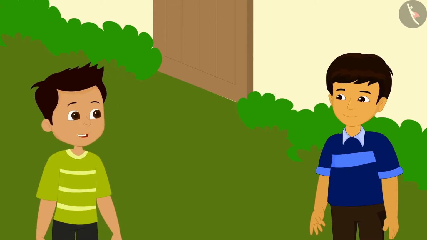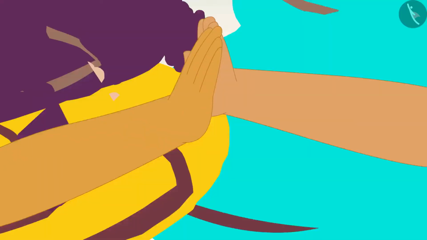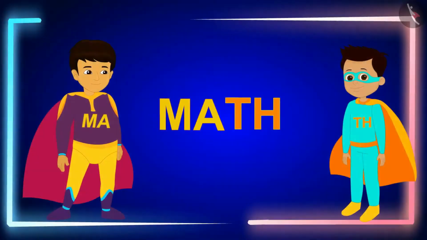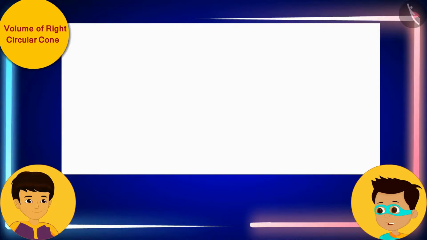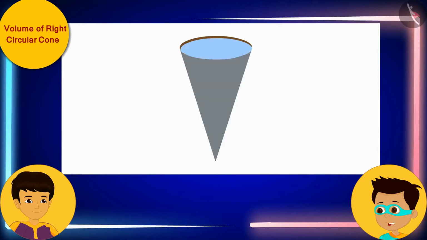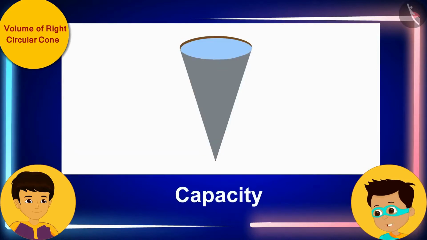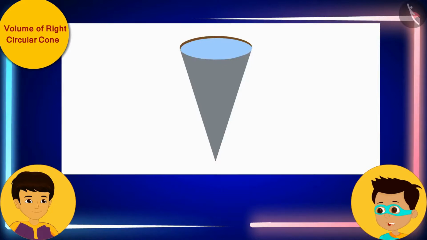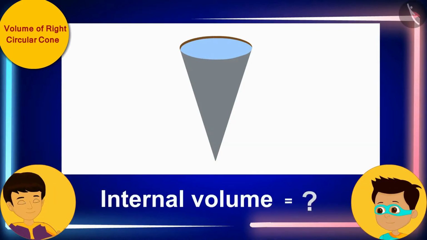We can find the answer through mathematics. It's math time! Look, this pit is conical in shape. The amount of water it can fill is equal to its capacity. And its capacity will be equal to the internal volume of the pit. Therefore, we only have to find the internal volume of the pit. I can quickly find the answer.